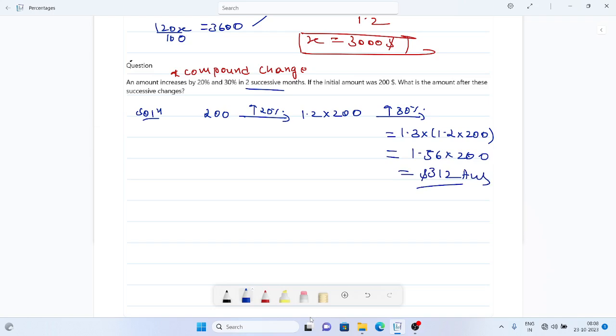Or you can use the formula. If I go by the formula, I write 200 times (1 plus 20 by 100) times (1 plus 30 by 100). From here you also get the same answer. Okay, did you get this question? Okay, so we move forward.